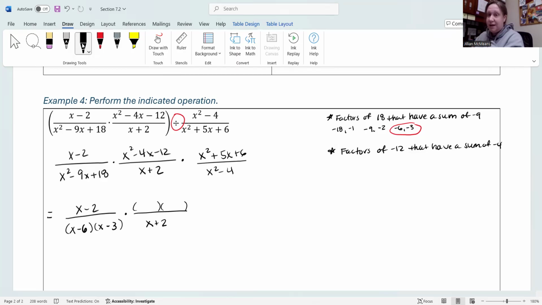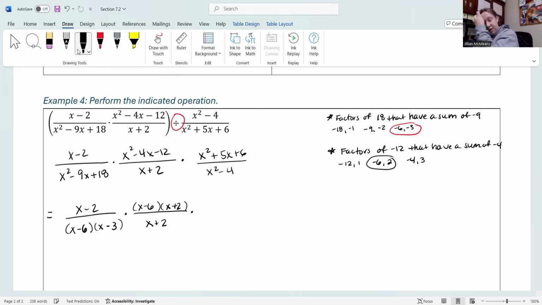And in this case, I need a negative sum. So I want the larger of the two factors to be the negative one and the smaller of the two factors to be the positive one. So I could do negative 12 and 1, negative 6 and 2, or negative 4 and 3. And the pair that's going to work out for me is negative 6 and 2. Okay. So I'm going to go x minus 6, x plus 2.